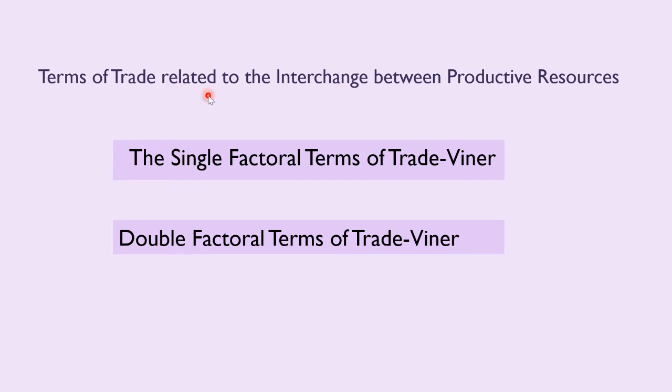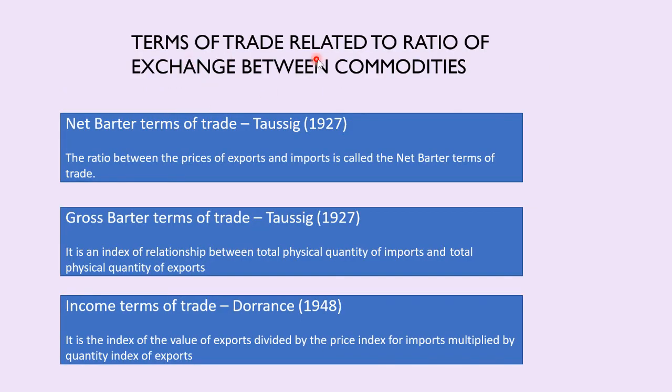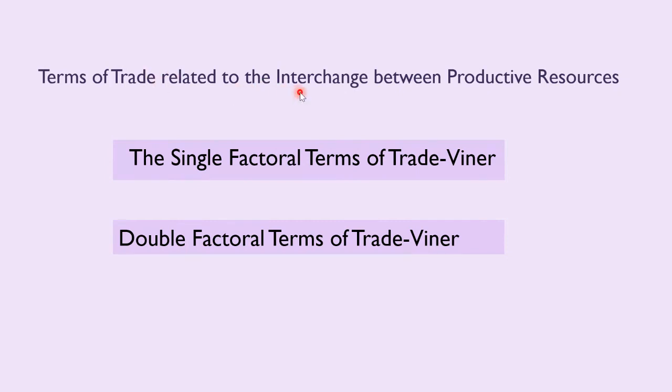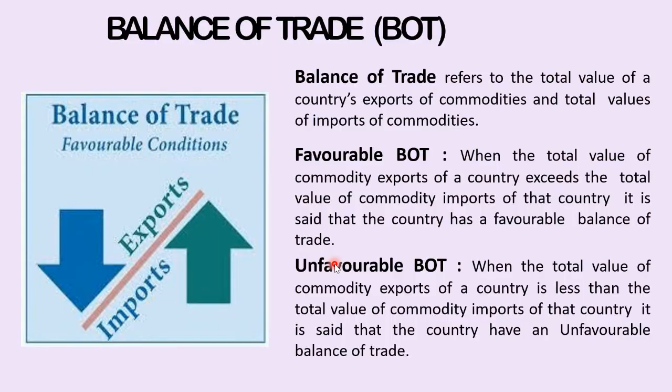Again, we saw terms of trade related to a ratio or exchange between commodities. This is what I mentioned here: terms of trade related to ratio. Then we saw terms of trade related to interchange between productive resources. We saw the single factoral terms of trade given by Viner and the double factoral terms of trade given by Viner.